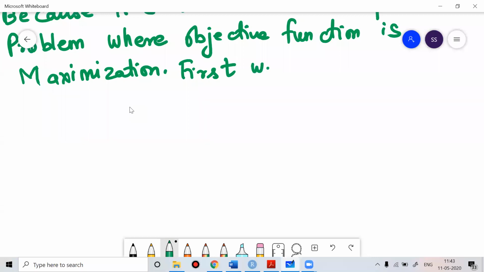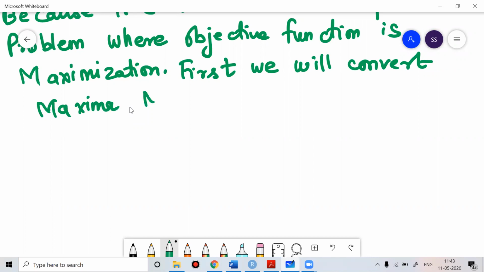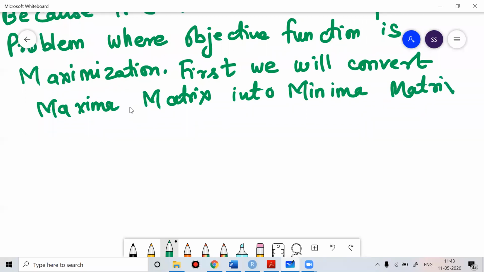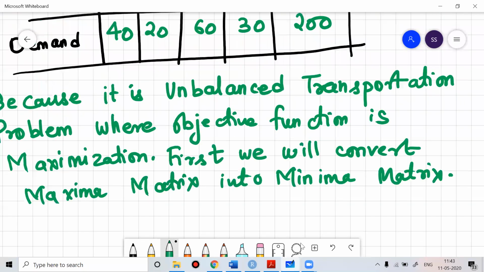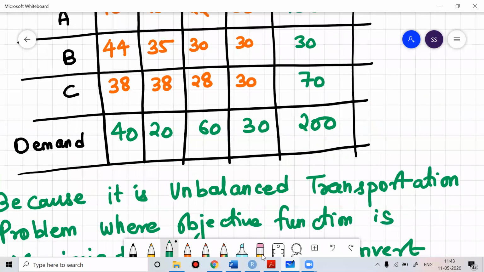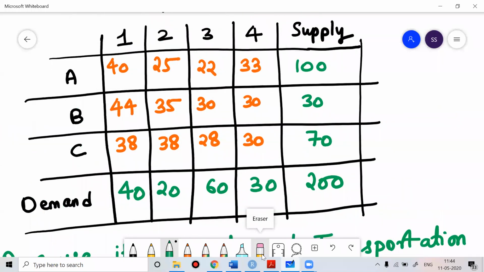Because this is an unbalanced transportation problem where the objective is maximization, the first thing what we'll do, we will convert the maximum matrix into minimum matrix. So if you notice in this problem, you have a maximum matrix, and how to convert the maximum matrix into minimum matrix? How will you do that?